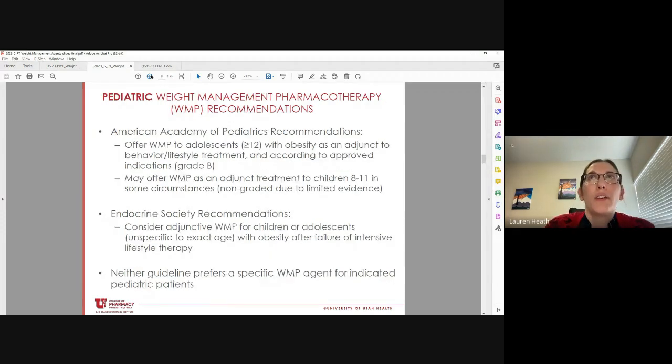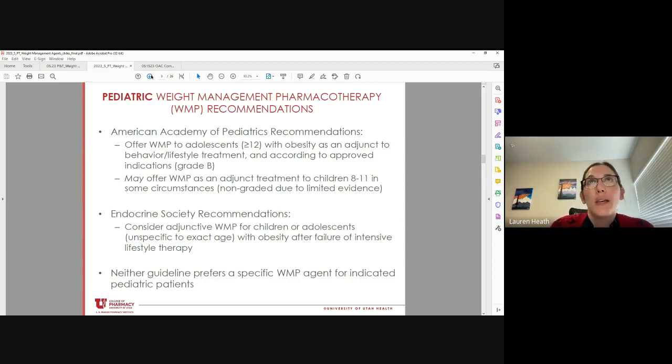The American Academy of Pediatrics recommends offering weight management pharmacotherapy to adolescents 12 years of age or older with obesity as an adjunct to behavioral or lifestyle treatment and according to approved indications.